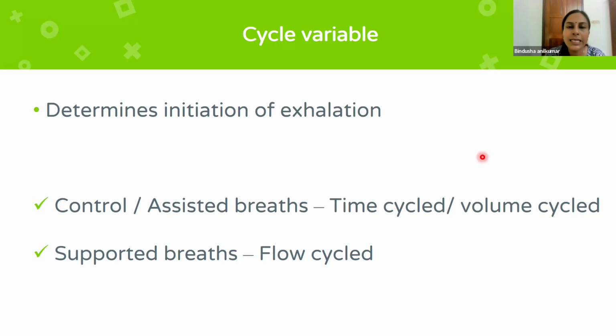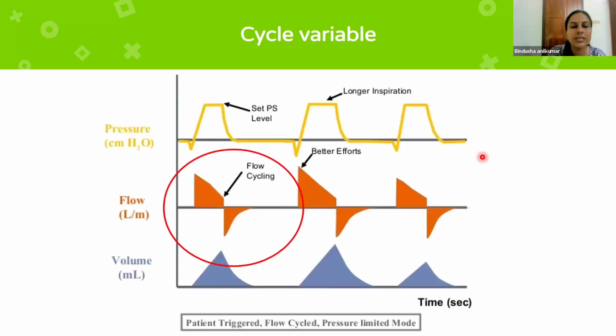Okay, but we need to know that in all the pressure supported ventilation or pressure controlled ventilation, the maximum flow will be at the beginning of the inspiration, and towards the end of the inspiration, the flow decreases. When the flow decreases below a particular value, usually somewhere around 20 to 25%, the ventilator will cycle to exhalation. That is how the ventilator understands that the patient has almost finished breathing.